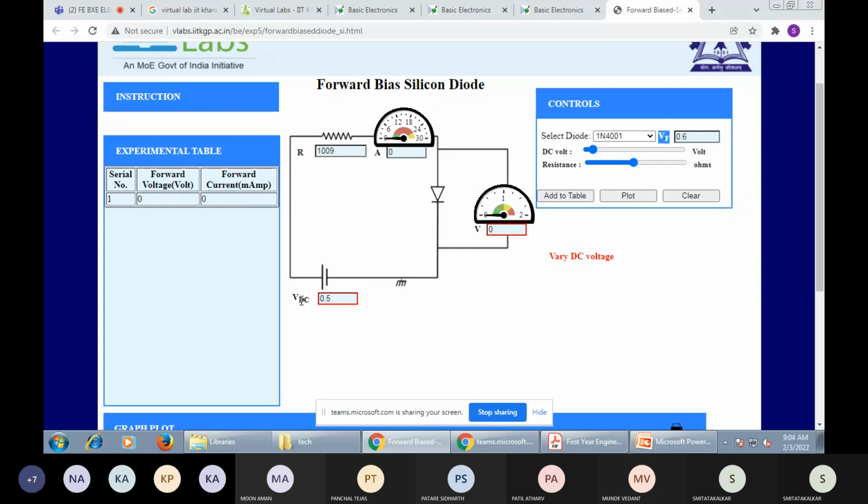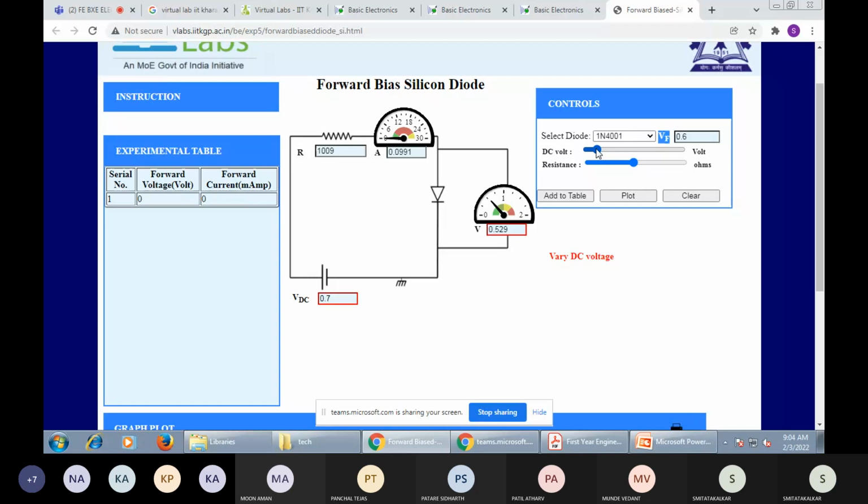Here VDC is equal to 0.5 volt. VDC we have set to 0.5 volt. Then if I set 0.5, how much will I get? It should be approximately 0.6. It's 0.6. Then change the voltage to 0.6.